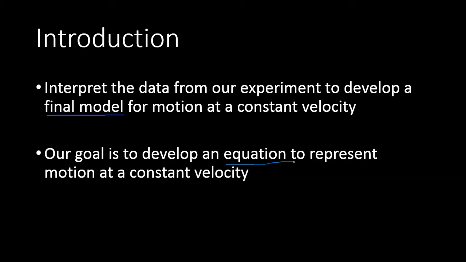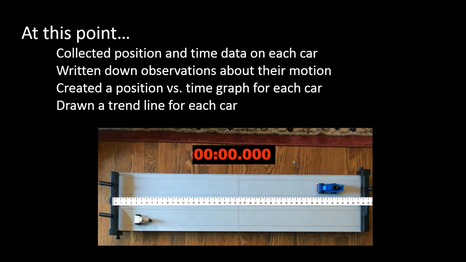type of motion. So at this point, you should have already collected position and time data on each of the cars in our video. You should have written down observations that you just visually were able to make about each of their motion. You should have plotted your data on a position versus time graph, so 2 plots, one for each car. Then you should have drawn a trend line for each car. If you have not done this, stop watching this video and actually go do it.